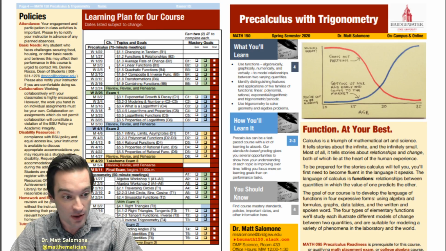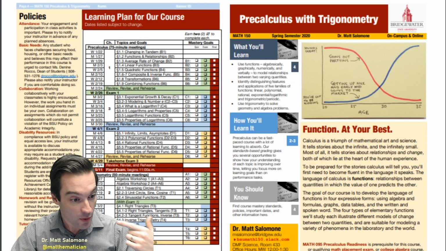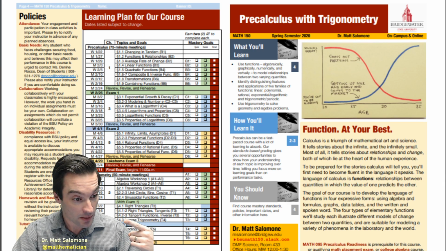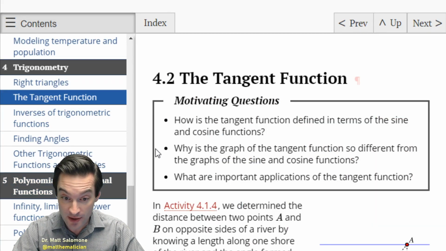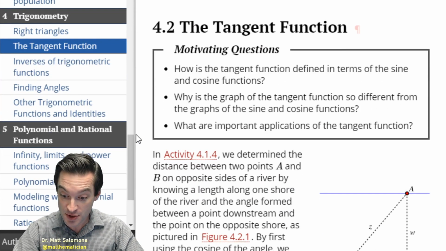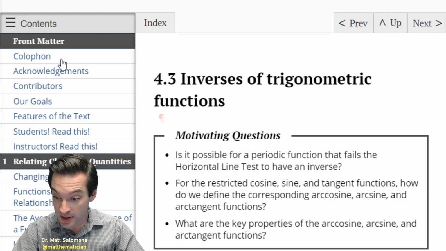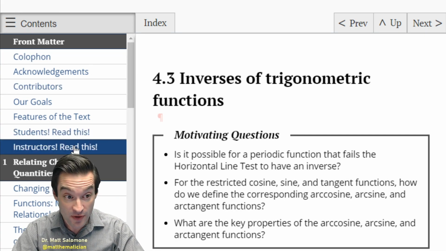So here's a copy of our syllabus for the semester. And so we are working today on the topics that are right here in the trigonometry workshop. So topic T3 on right triangles and tangents, as well as T4 on inverse trigonometry. In our textbook, that's section 4.2 called the tangent function, as well as 4.3, which is inverses of trigonometric functions.